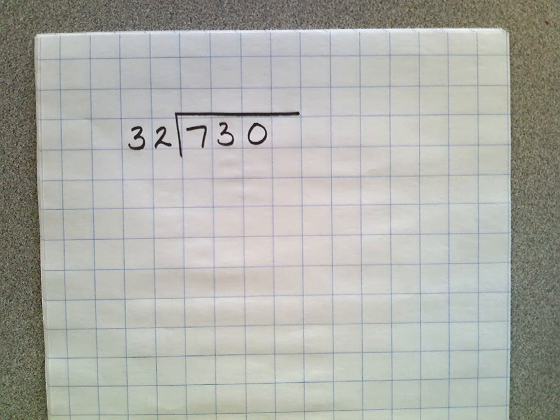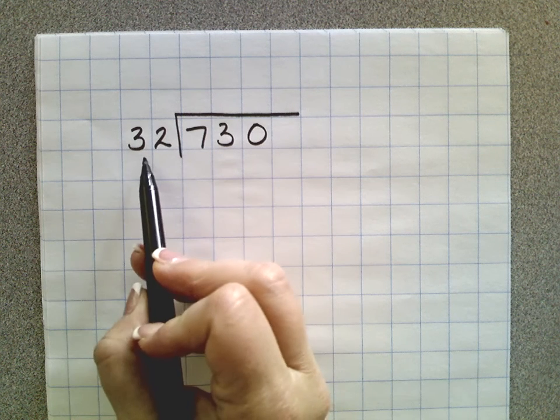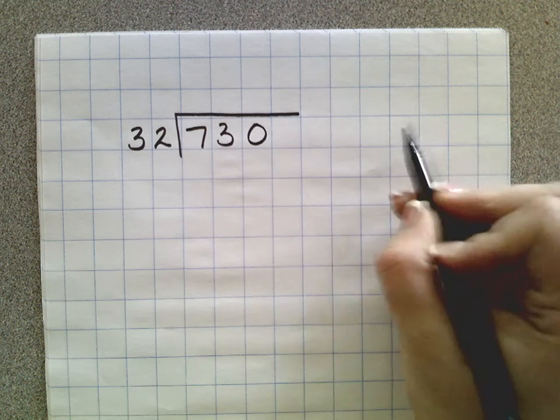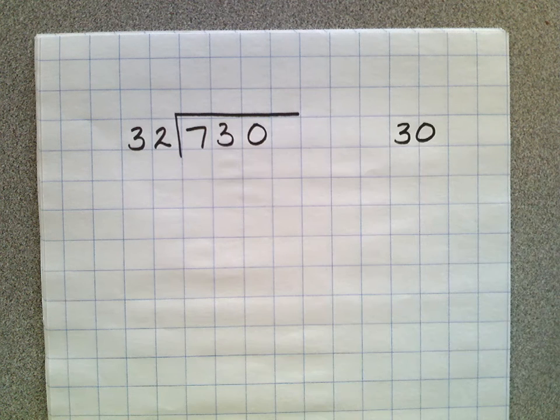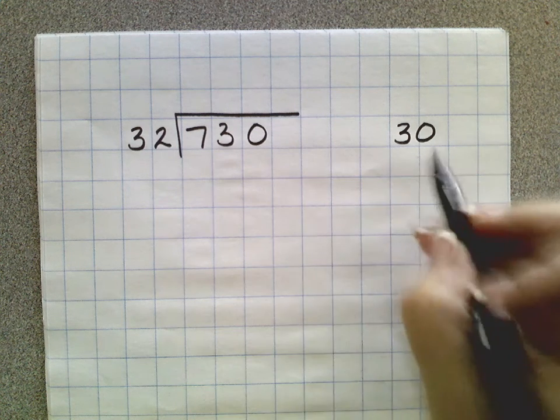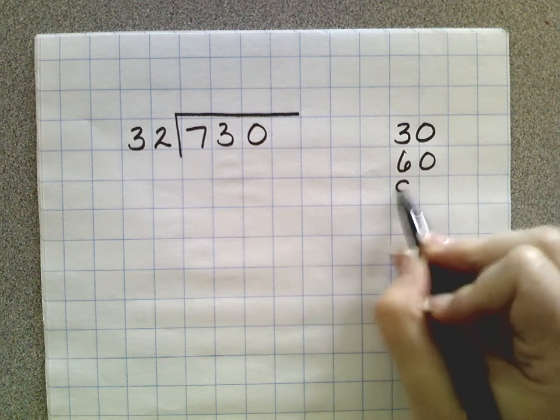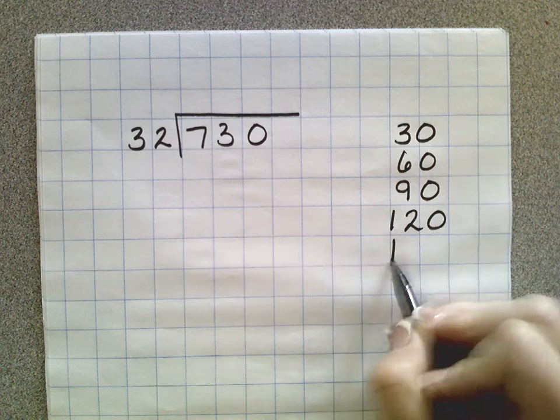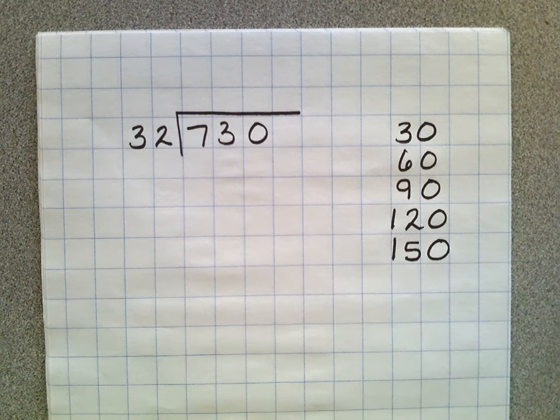All right, our first step is to use some estimation. It will help us figure out partial quotients. So I'm looking at 32. I would either round that to 30 or 40. Well, it's definitely closer to 30. So 30 is going to be my estimation number. So I'm going to go ahead and list out or skip count by 30: 30, 60, 90, 120, 150. I'm going to stop there. If I need to list more later, I'll go ahead and do that.